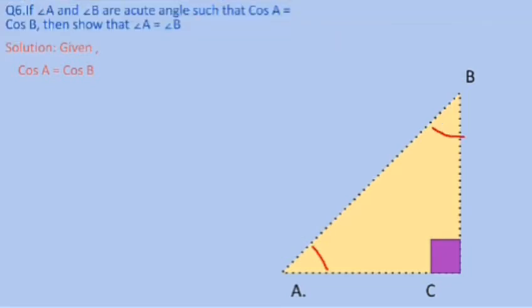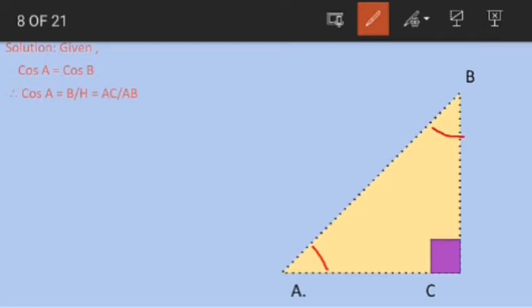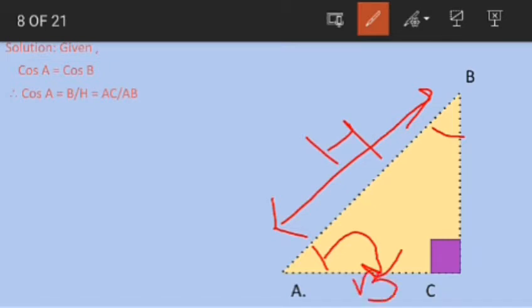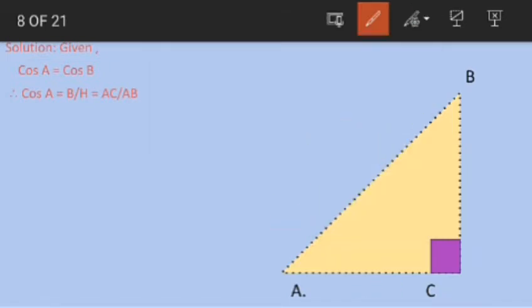So moving further, class, we are first of all taking into consideration what we are given, that is cos A and cos B. Therefore, we are given that they both are equal. Now we know that cos A is the base upon hypotenuse, and since we have taken two different angles, remember which is base, which is hypotenuse and which is perpendicular. In the case of angle A, the base is the side adjacent to angle A, that is AC, and the hypotenuse is AB. Okay class, this is the hypotenuse. This time the base is here for angle A. So cos A is going to be AC divided by AB.